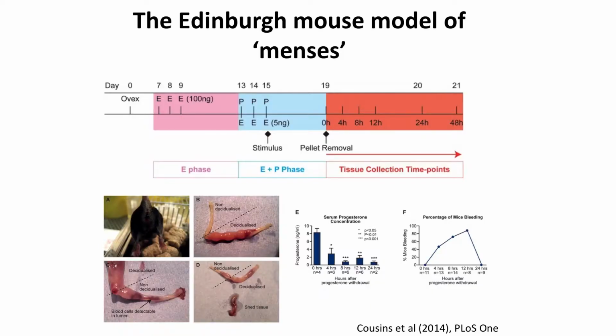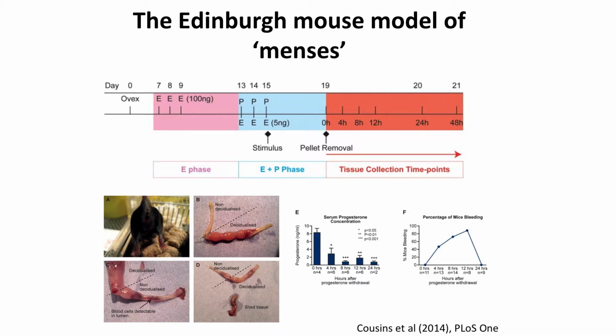So in Edinburgh, we used a modified mouse model of menses. This was implemented into the Saunders laboratory by Fiona Cousins during her PhD, and the method is a protocol which has been modified from the original Finn and Pope and Brasted protocols. So to model menses in mice, we ovex mice to remove any endogenous hormones.